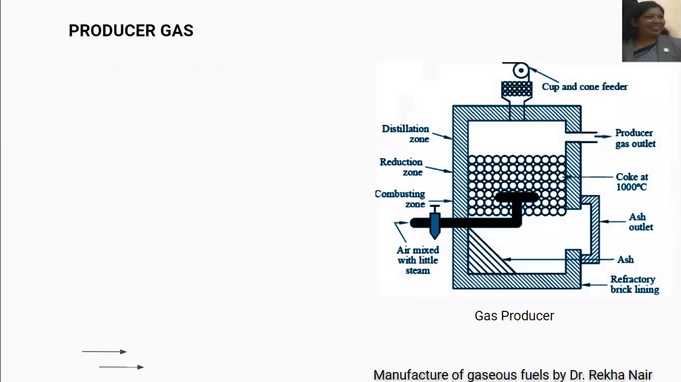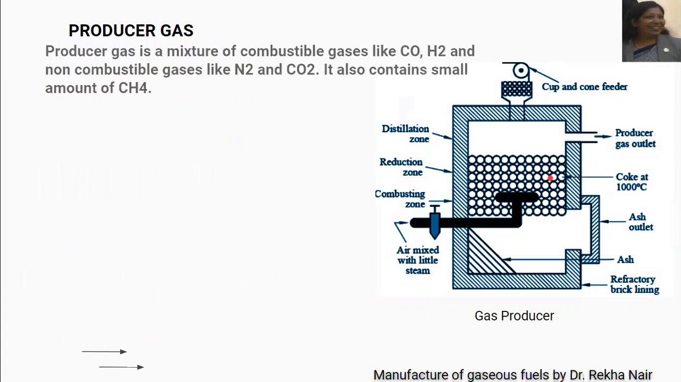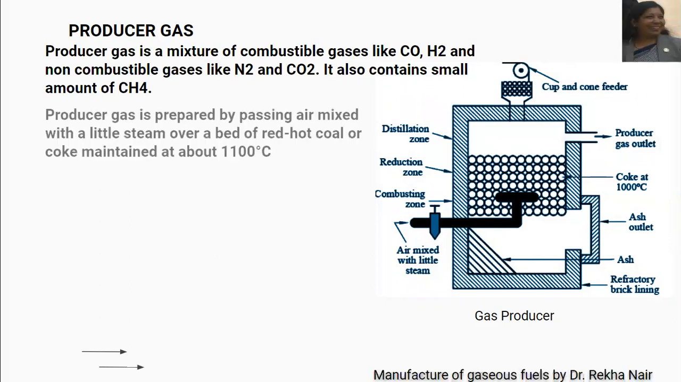The third one is producer gas. We use a gas producer for producer gas manufacturing. Producer gas is nothing but a mixture of carbon monoxide and hydrogen, which are the combustible gases, and the non-combustible gases like nitrogen and carbon dioxide. And it also contains a small amount of methane.